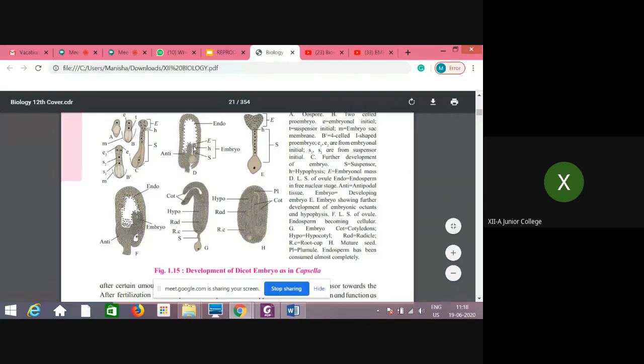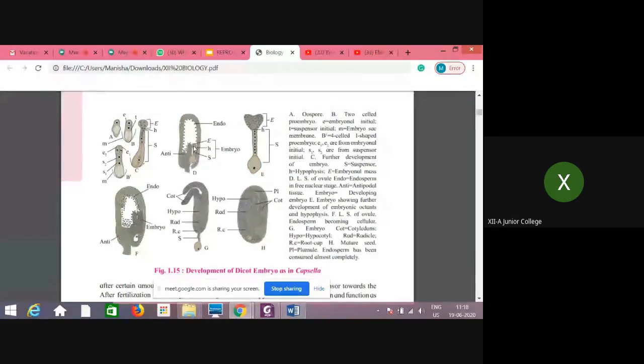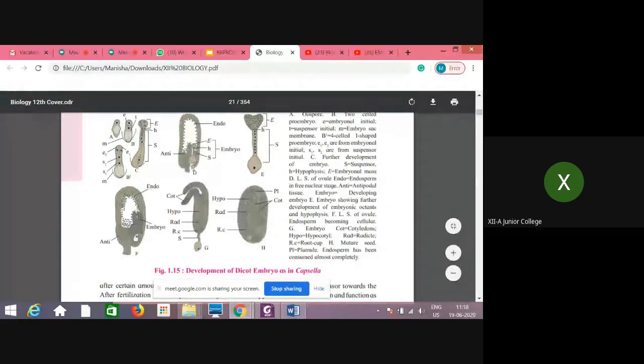So for the further development of this embryo, whatever nutrition is required is taken from the endosperm. So this suspensor pushes this embryo towards the endosperm so that it gets nourishment from the endosperm. Endosperm is nothing but the nutritive tissue, and this tissue is providing nutrition to the developing embryo.